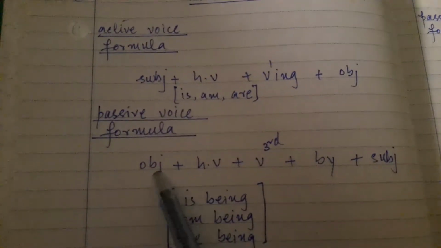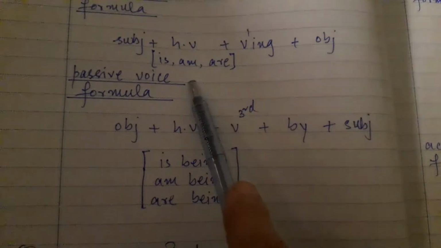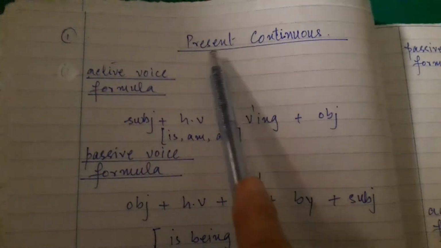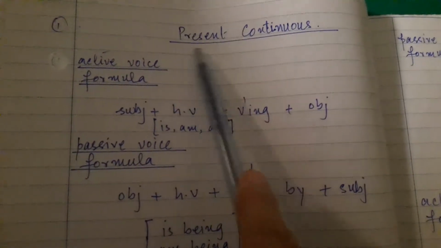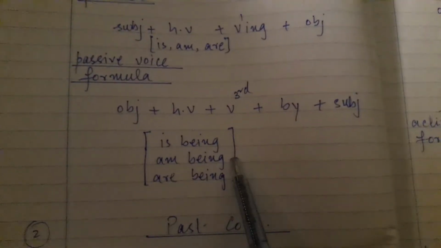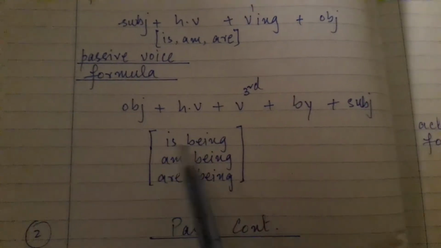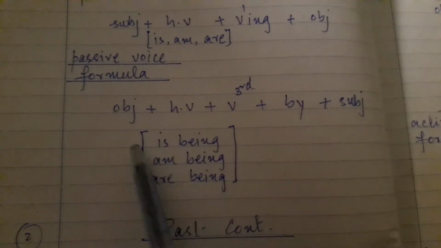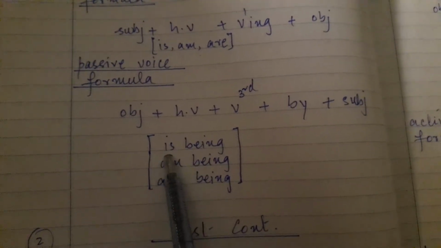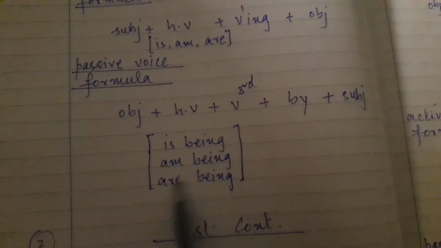Again 5 things will be here: object, helping verb, third form of verb, preposition by, and then last comes subject. Here we have to show 2 things because we have present continuous. So first we have to show the present and then continuous. To show the continuous tense in passive voice, we always use being, B-E-I-N-G, being. And for present tense is, am, are according to our object. So the helping verb for present continuous is is being, am being, are being.